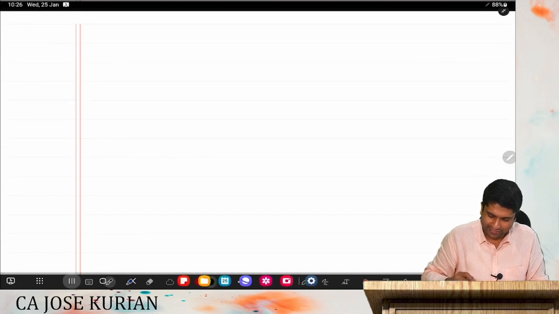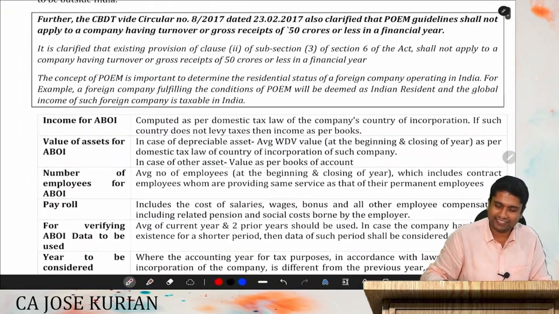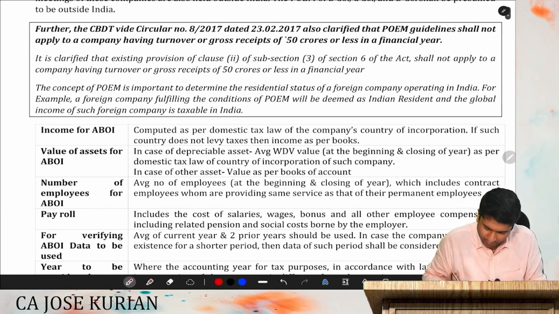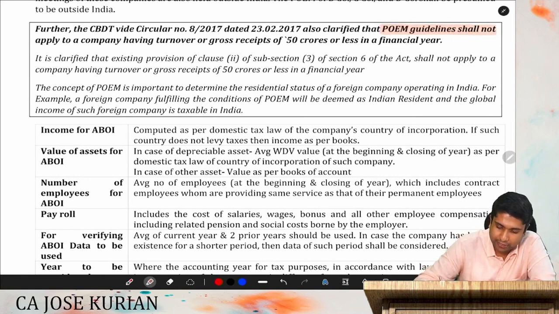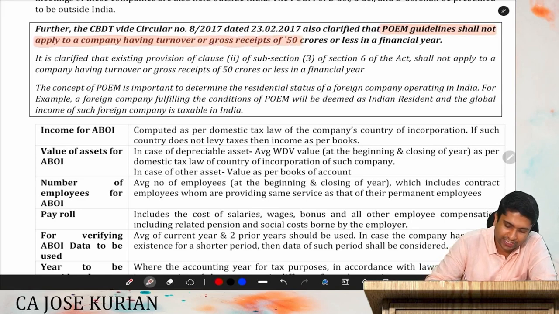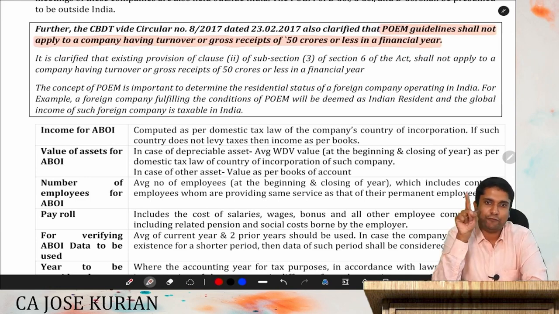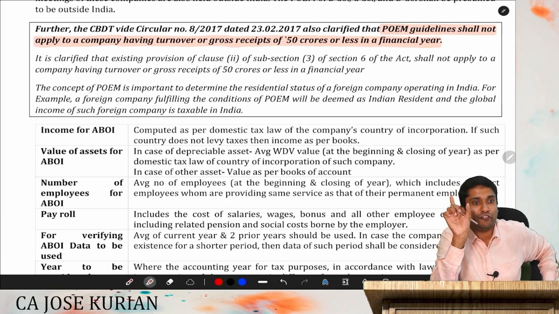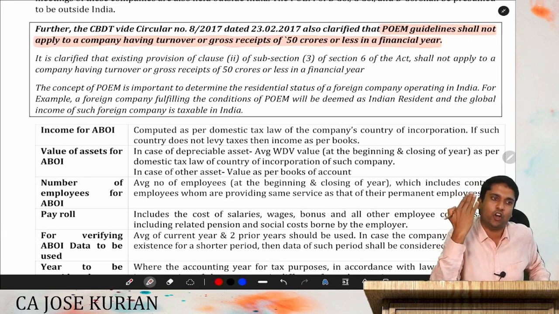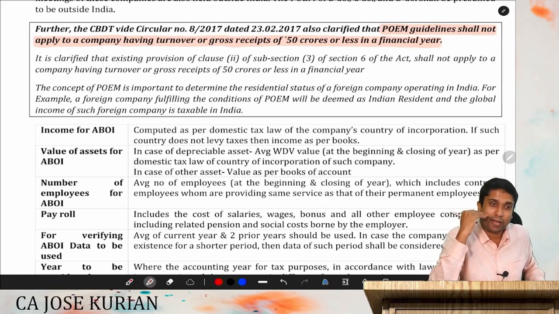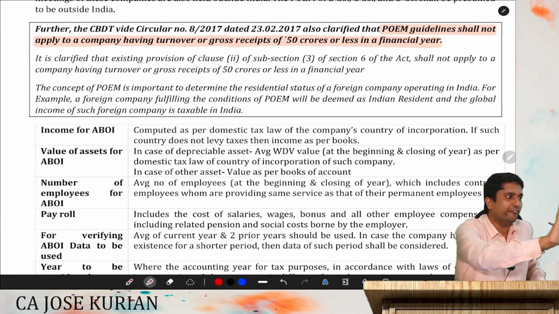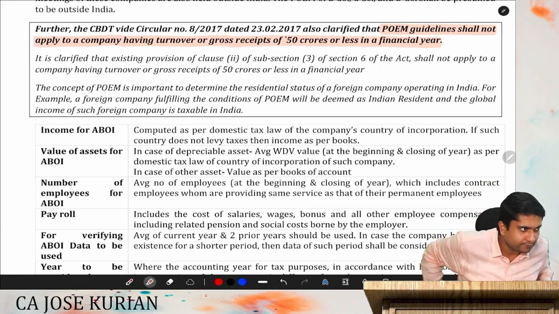Now there is a small CBDT circular in relation to this particular guideline. Listen, friends, CBDT has clarified that POEM guidelines shall not apply to a company having turnover or gross receipts of 50 crore or less in a financial year. What do you mean by this? If you are a foreign company having a turnover of less than or equal to 50 crore, then this particular guideline is not applicable for you. You don't need to worry about this guideline. This guideline is only applicable for a company having a turnover of more than 50 crore in a financial year. Are you all with me?